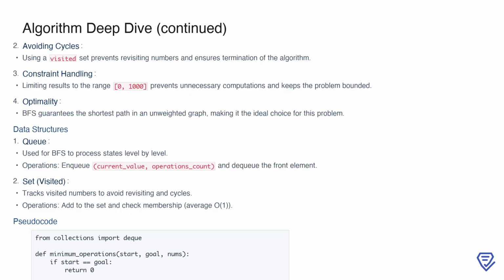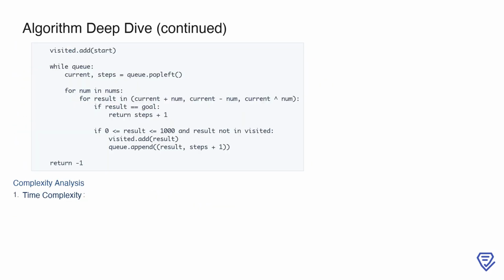Now, let's look at the pseudocode to better understand how these components interact. The pseudocode begins by checking if the start value is already equal to the goal. If so, we return 0, as no operations are needed. Next, we initialize the queue with the start value and 0 operations and add the start value to the visited set. While the queue is not empty, we dequeue the front element and process it.